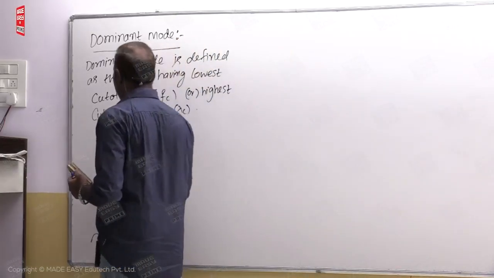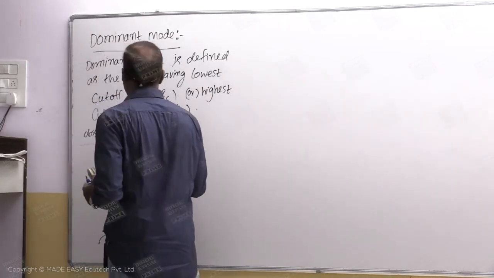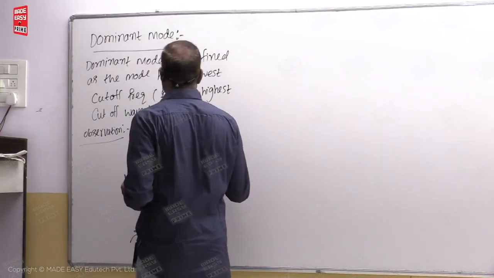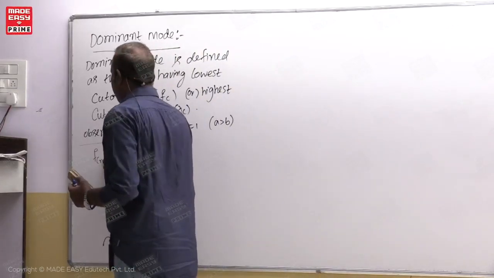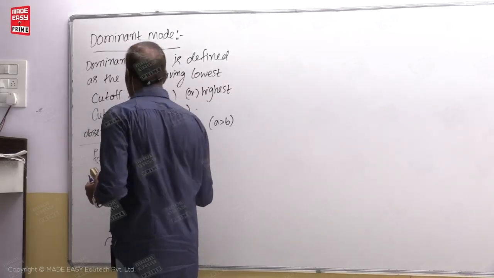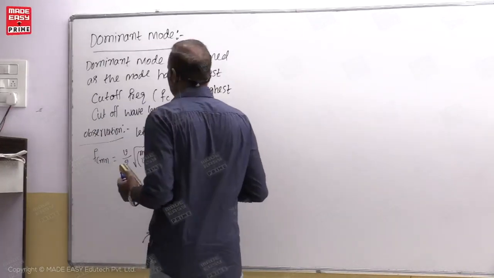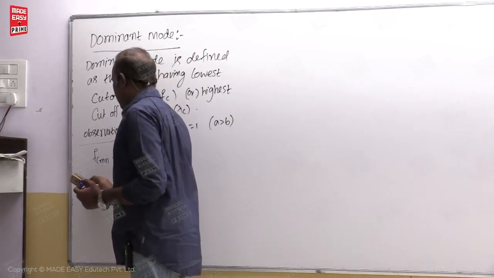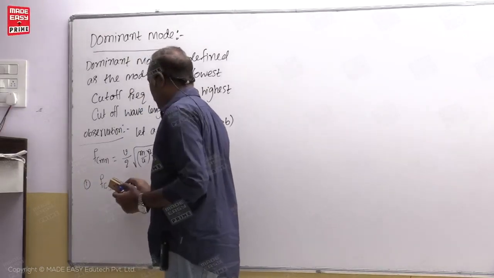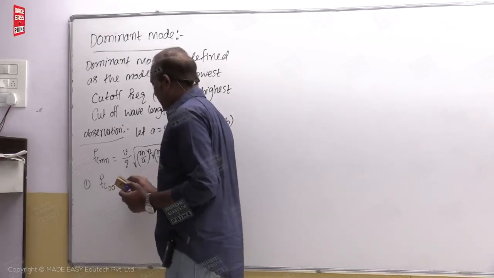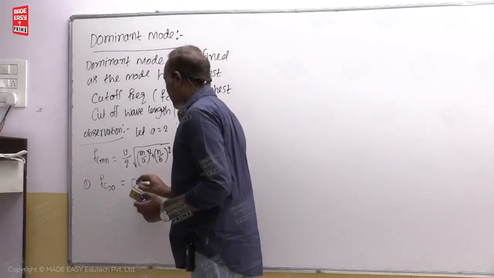Now let us observe. Let a is equal to 2, b is equal to 1. That means we have taken a greater than b in the waveguide. Now fcmn is equal to v by 2 root of (m by a) whole square plus (n by b) whole square. Right? Now the first one is actually fc00. If you substitute, with m0 n0, you get 0 cutoff frequency.